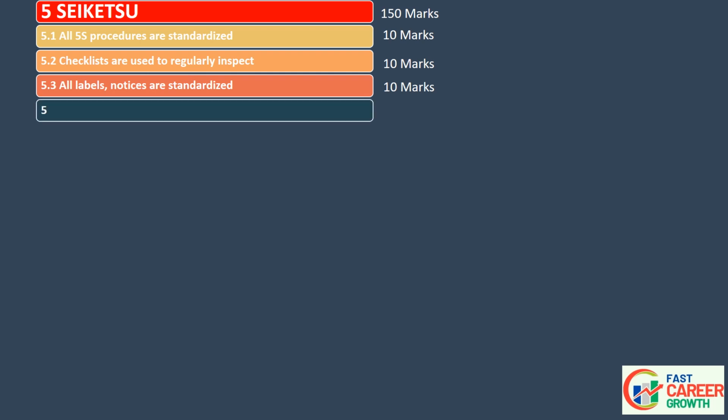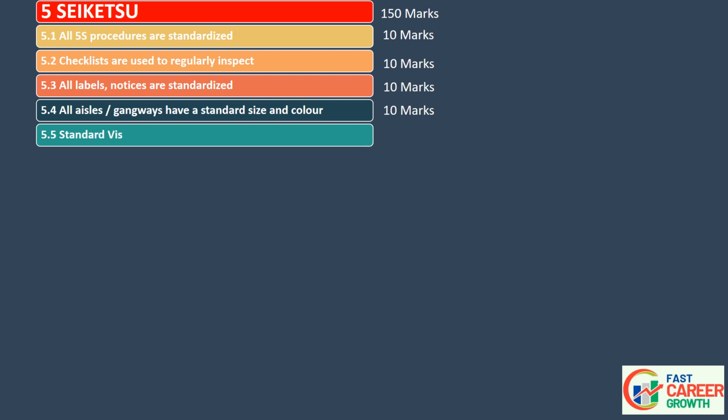Then check whether all aisles or gangways have a standard size and color maintained. And max point is 10. Then check whether standard visual management is evident and maintained. Here check whether OK marks are marked.